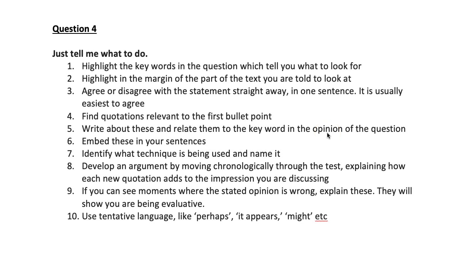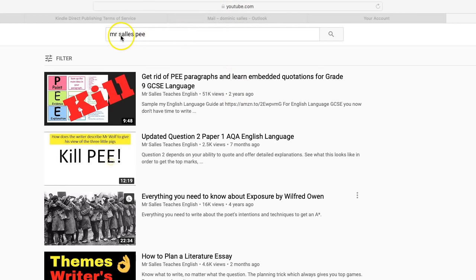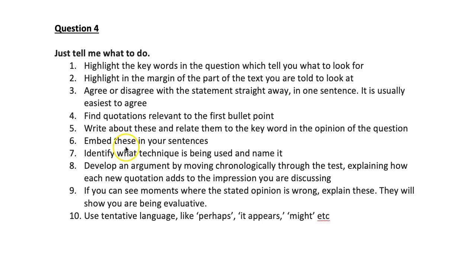So this again is writing P sentences. If you're not sure what those are, you only need P sentences if you're after grade 7 and above. Go to YouTube, type in Mr. Salles P, and my two videos on P sentences turn up. Name the technique if you can. So if the writer is using a metaphor, say so. You won't lose too many marks really if you don't name any techniques, but it does certainly help you because it helps you explain what the writer is doing.